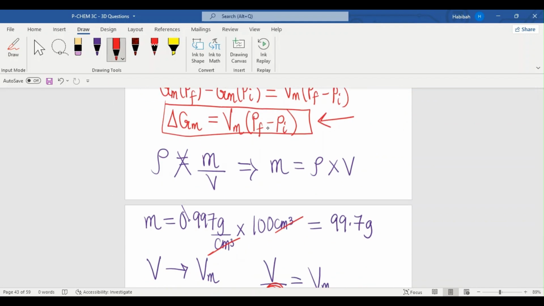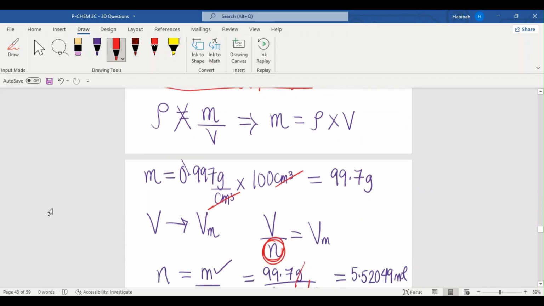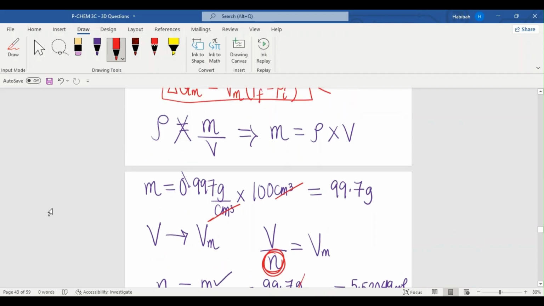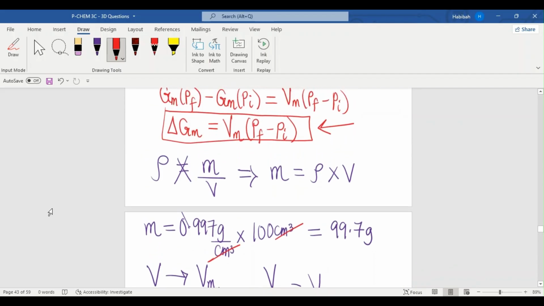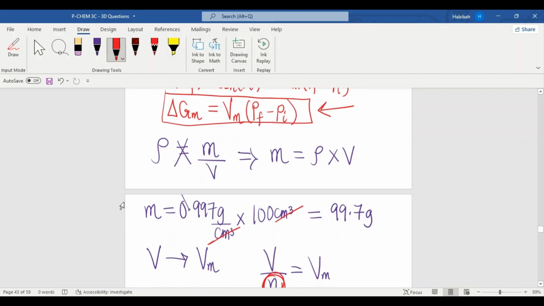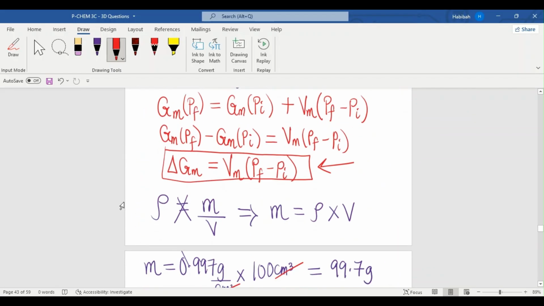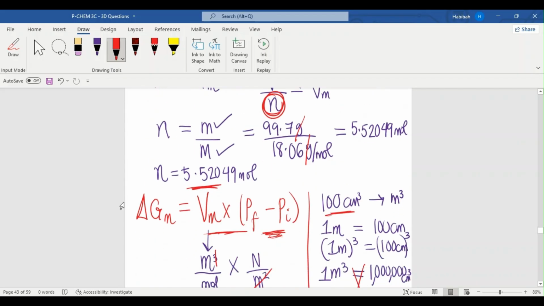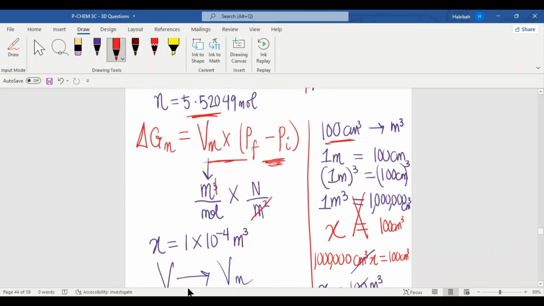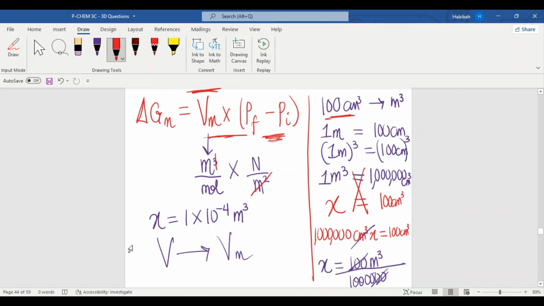Next, we have to determine the units that would work for this formula to work properly. We noticed that the unit for change in molar Gibbs energy is simply joule per mole. So we had to manipulate the unit for volume to get joules per mole. That means we had to change from 100 centimeter cube to meter cube, and we know that value to be 1 times 10 to the power negative 4. So now we had the units for volume.